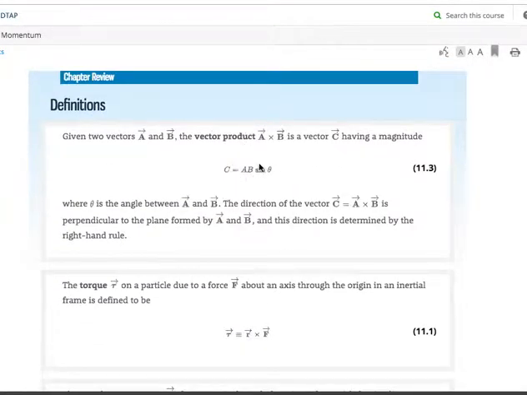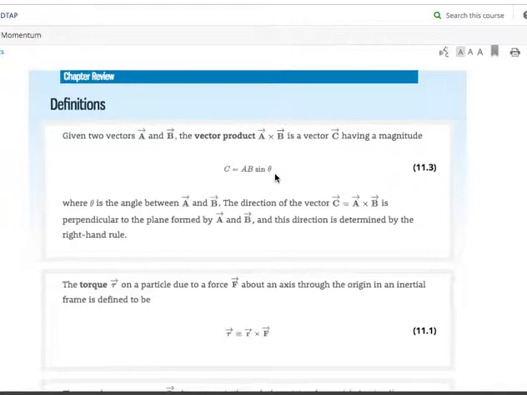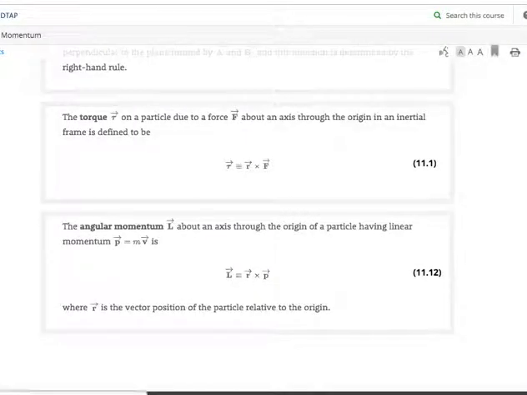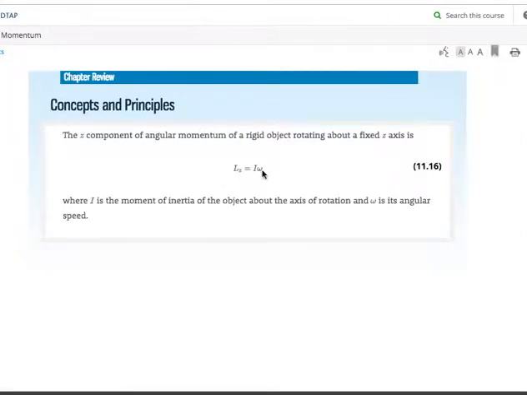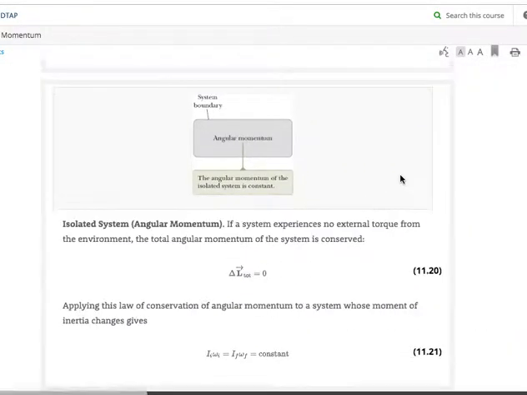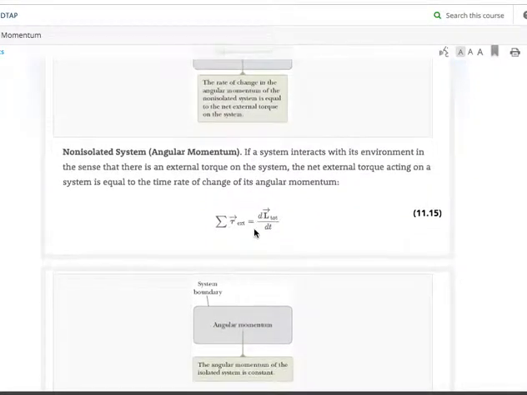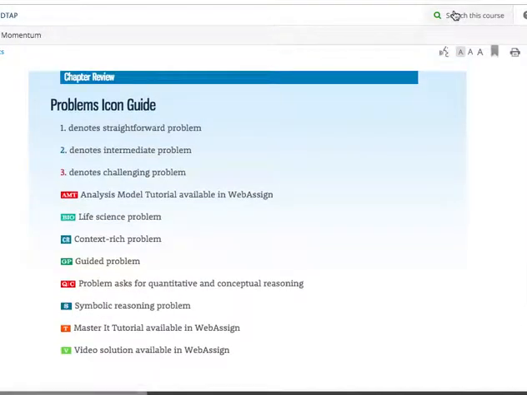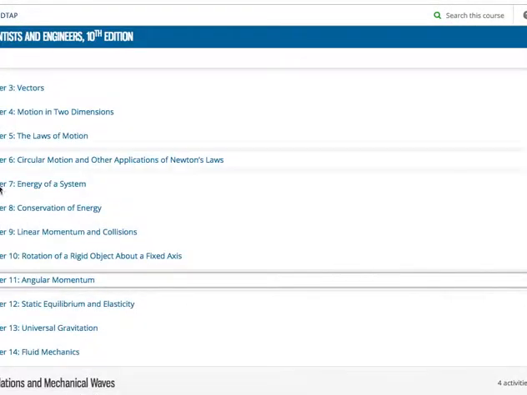Know that the vector product of A cross B is perpendicular, basically, which is where you're getting the sine theta. Torque is r cross F. Angular momentum is r cross p. It's also I omega. And the only thing that will change the momentum of the system is an external force, an external torque acting on that system. So if there are no external torques acting on a system, then the total angular momentum remains constant. So that's what we have for angular momentum.